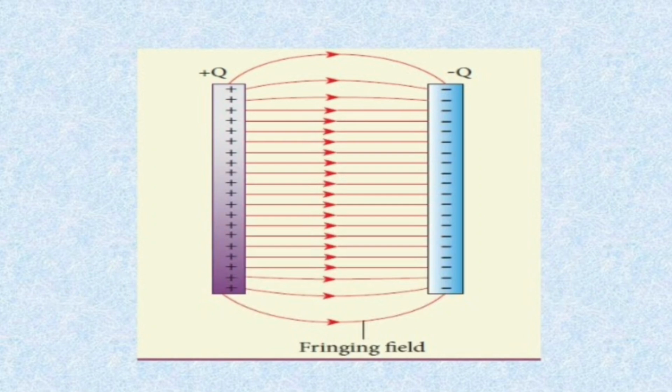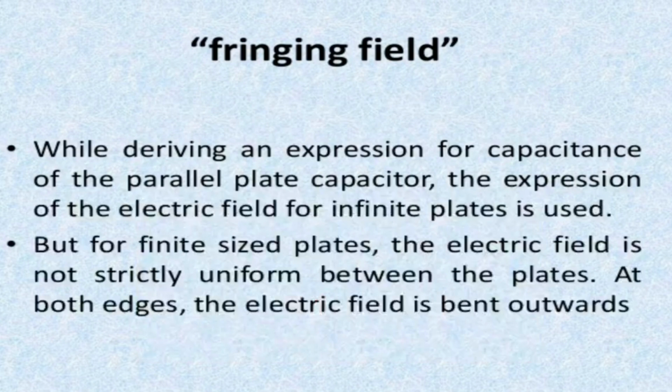Towards the end of the plates, the field lines bend outwards, and this bending is called fringing of the electric field. But in the condition that d square is very much less than A, we can assume the plates to be of infinite size. That's how we use the equation sigma by 2 epsilon 0 to obtain the field between the two capacitor plates. So this point, the fringing field, is to be noted.